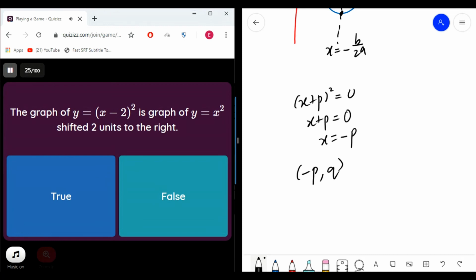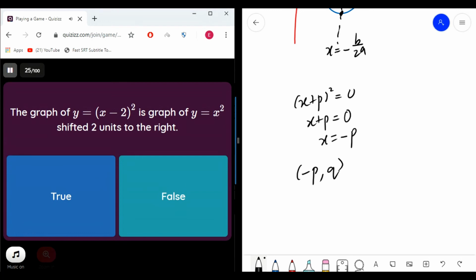You can see it directly from here. First thing, the coefficient of x squared for both of them are the same, meaning the shape and the size of the graph for both of them will be the same.